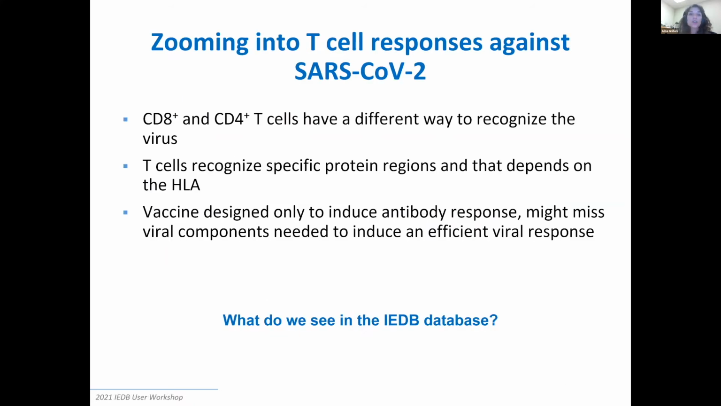So in conclusion, when looking into the epitopes recognized by T-cell responses in SARS-CoV-2, CD4 and CD8 have a different way of recognizing, and they also recognize specific protein regions. And in some cases, that could also depend on the HLA alleles analyzed. And finally, and that was just to reconcile with the information about the B-cell data, the immunodominant regions for the T cells do not necessarily correspond to those for B cells, and the other way around.